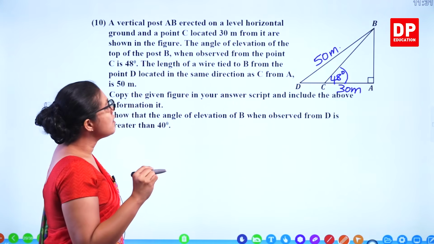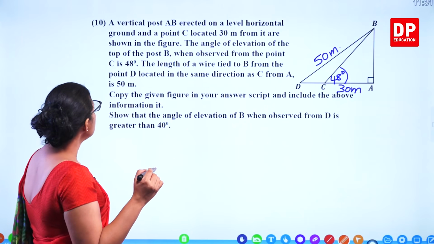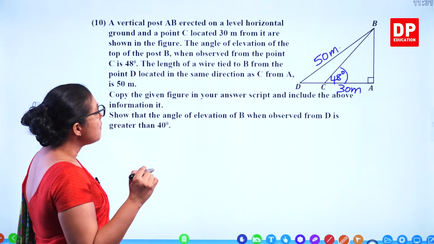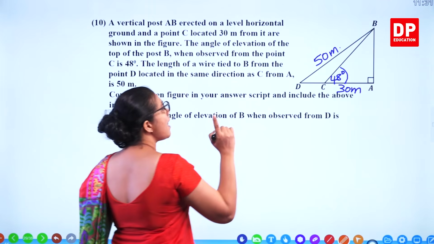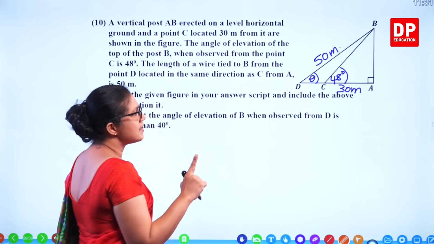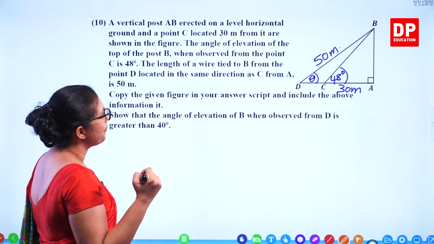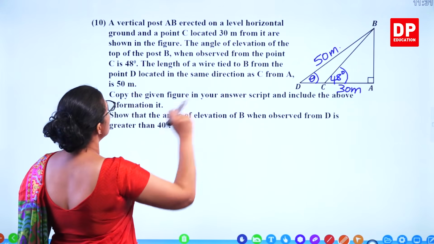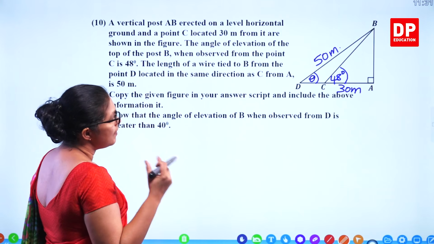Copy the given figure in your answer script and include the above information on it. Show that the angle of elevation of B when observed from D is greater than 40 degrees. So that means you have to find out this angle and show that it's more than 40 degrees. So first show this information and we'll see how we can find out the angle theta.